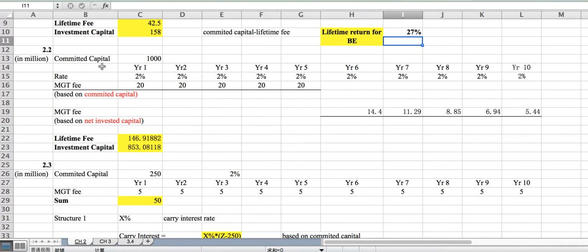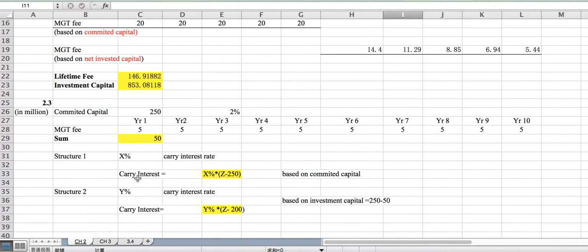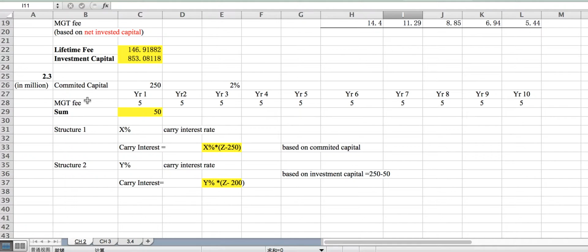For question 2.2, it's a little bit different because the management fee is based on different terms. For the first 5 years, it's based on committed capital, and the next 5 years is based on the net invested capital. And then we use exactly the same way as 2.1 to calculate the lifetime fee and investment capital. Next, I will move on to 2.3.